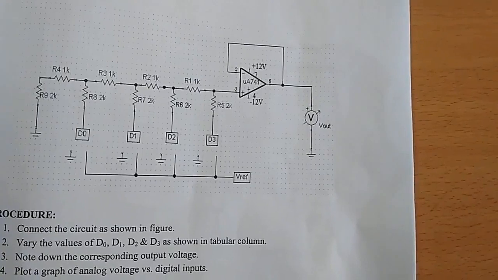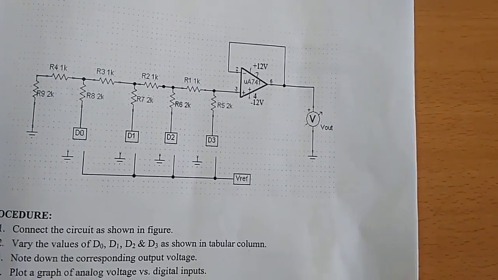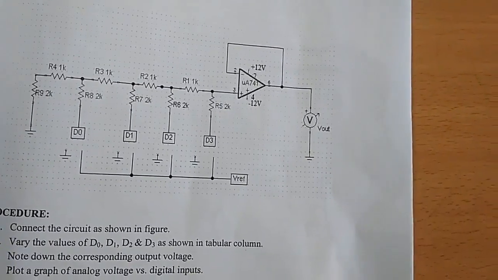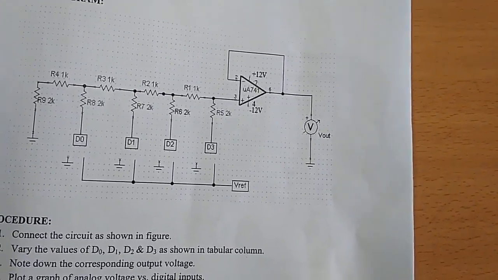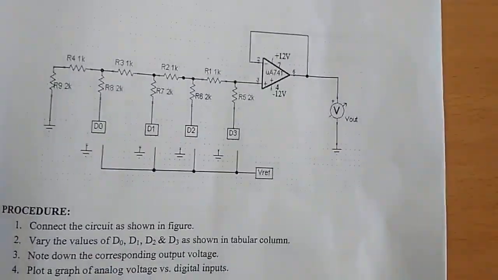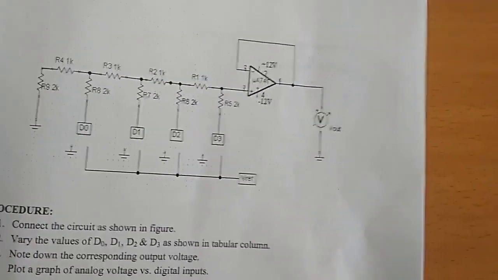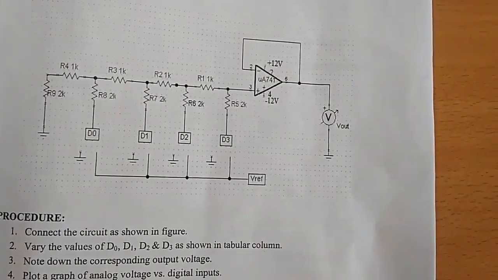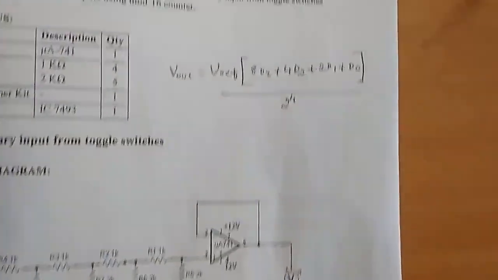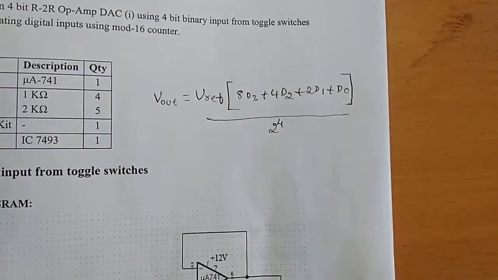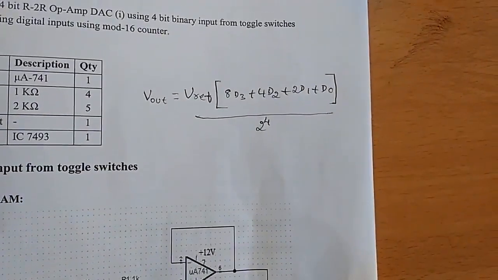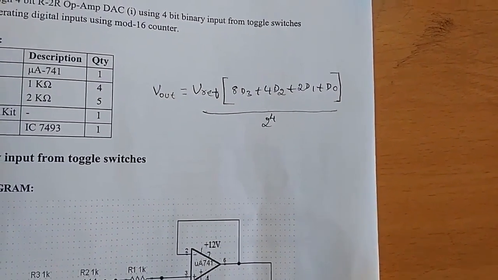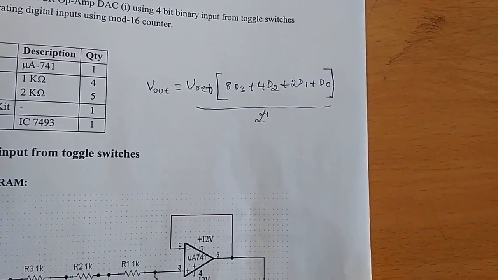I'm using an op amp here as a voltage follower. So whatever voltage is coming at pin number 3 will directly go to the output. We can calculate the input voltage to the non-inverting terminal by using Thevenin's theorem. Now we can calculate the output voltage using this formula: Vout is equal to Vreference times (8 times D3 plus 4 times D2 plus 2 times D1 plus D0) divided by 2 power 4. That is 2 power 4 for a 4-bit DAC.